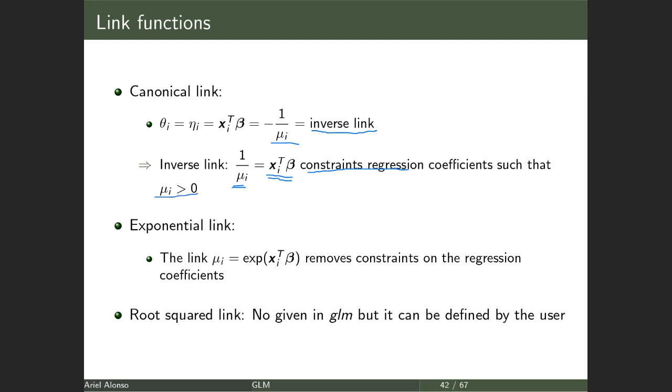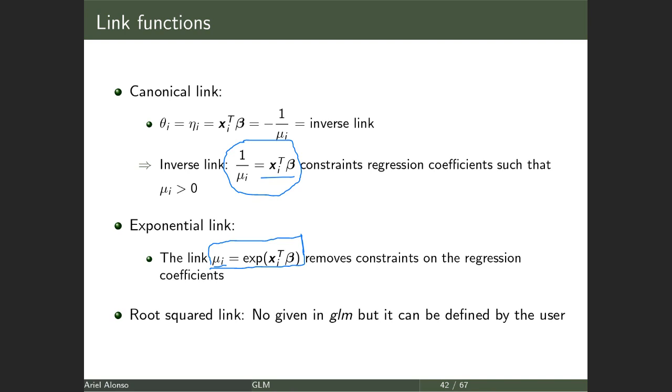So something that people usually do when they work with the gamma distribution is they don't work with the canonical link, but with the exponential link, because the mean has to be positive. Instead of using the canonical link, which does not guarantee that the mean will be positive, because this part doesn't need to be positive over here, what people do frequently is use this exponential link, because that guarantees that the mu over here is always going to be positive.